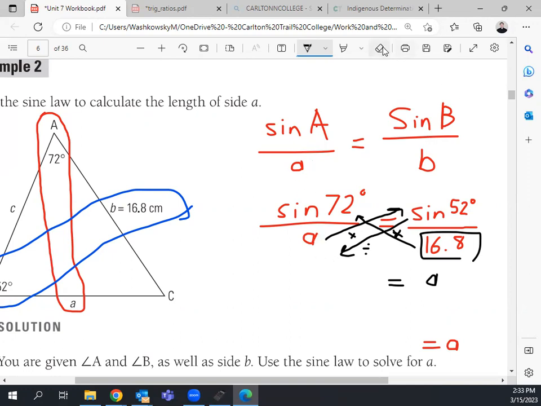Yeah, so I'll show you how we've traditionally done it right after this. A is going to be equal to 16.8. Oh yeah, sorry, sine of 72, nothing's happened with that. So sine of 72 degrees still stays here, and I can see it's being times by this 16.8. And that whole thing's being divided by the sine of 52. Technically, this is what you're going to end up with.